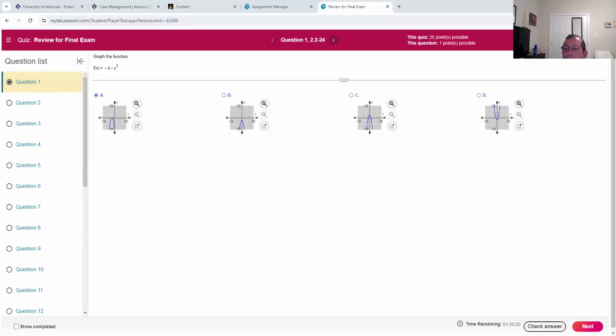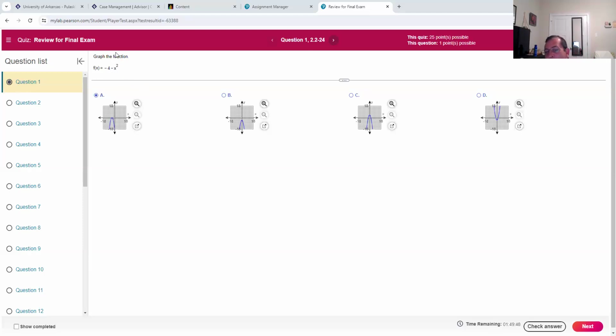All right, y'all. So they start out on the final exam with a graph. They want us to graph the function -4 minus x squared. Now, I would say if you wanted to put that in the right order, it would be -x squared minus 4. And knowing that, we know what these basic graphs are going to do.